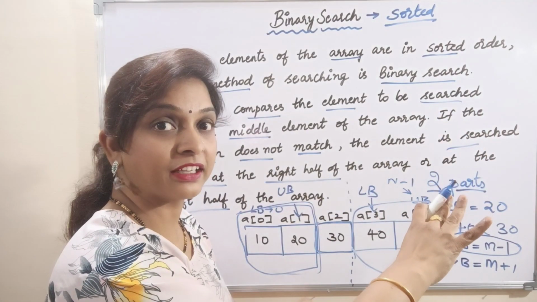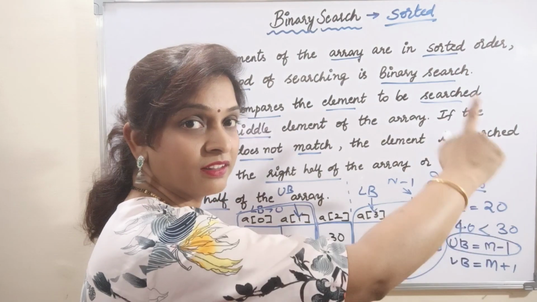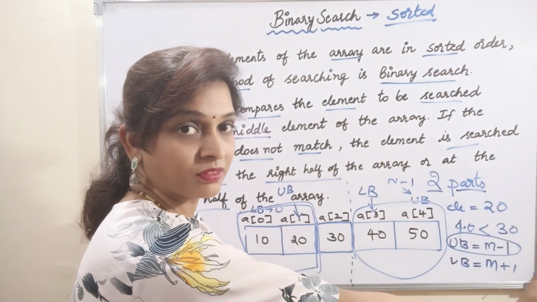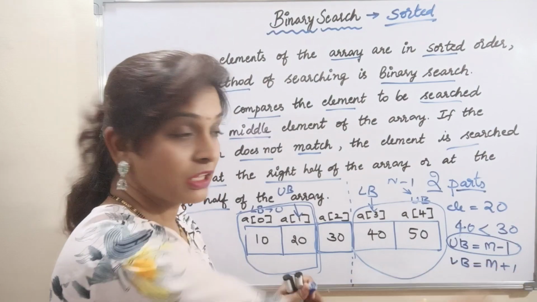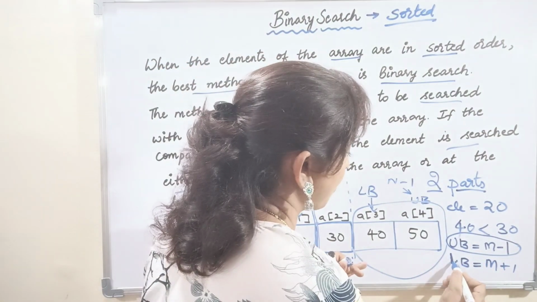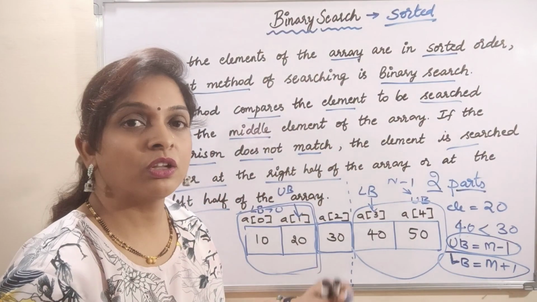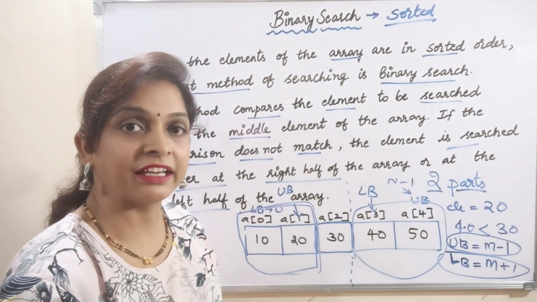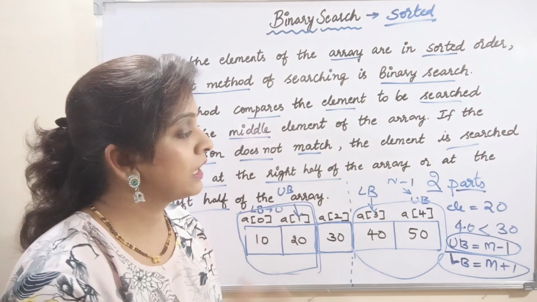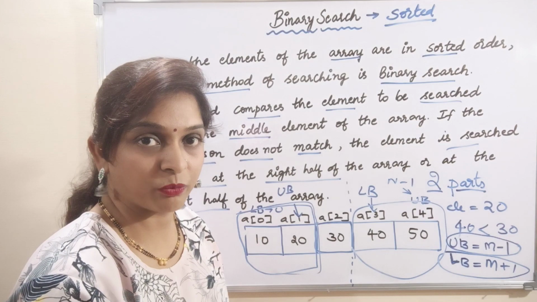If not, it means greater. Greater, R, move towards right. When you move towards right, what happens? The ending position will be the same, the upper bound will be the same. The lower bound I need to change, which means lower bound equal to mid plus 1. So all these are the formulas and criteria that we need to follow. Let us apply this in the algorithm and understand it in a better way.